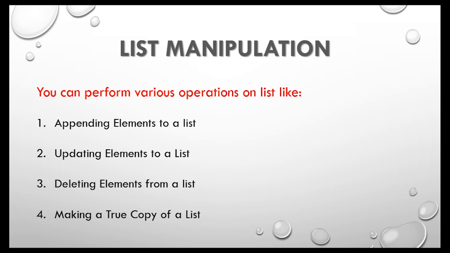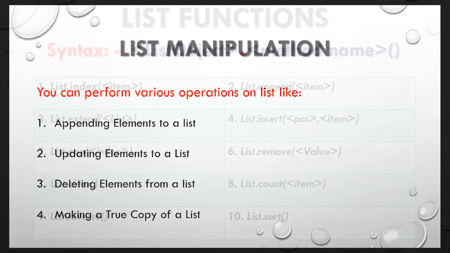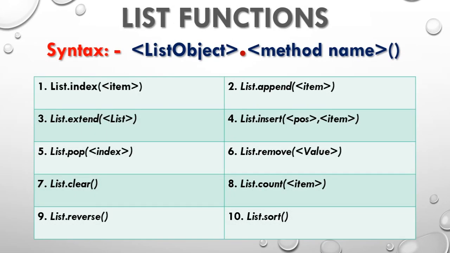Now move to our next topic, list functions. Python offers many built-in functions and methods for list manipulation. These can be applied to a list as per the following syntax. First we write the list object, then after the dot operator, the method name or function name. Okay, these are the functions that we can apply onto a list. So one by one we will discuss them in our practical session.